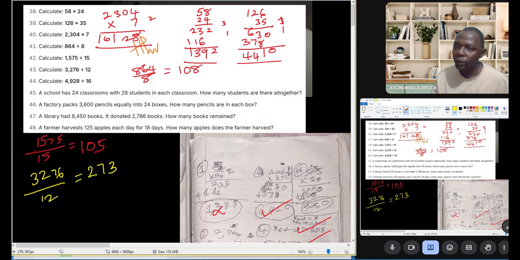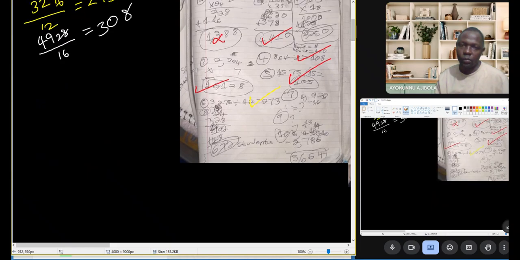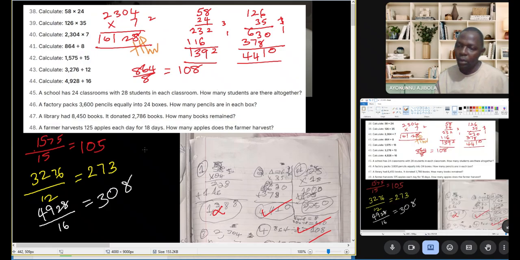So the next one says 4928 over 16. 16 goes in 49 3 times, that's 48. Remainder 1, 16 in 12, that's 0. 16 in 128, that's 8. 308. Oh, let me check 16 times 8. 8 times 8 is 48, right? 8 times 1, so that's 128, that's correct.